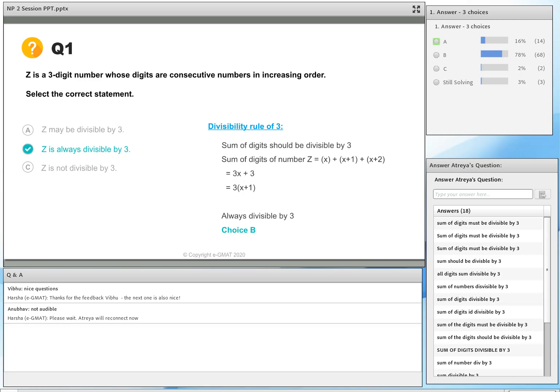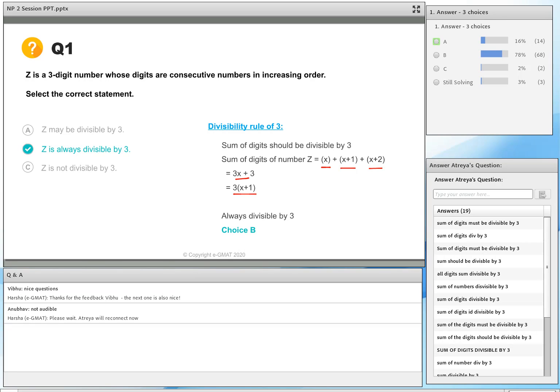So let's assume that the first digit is x. The second digit, if they're consecutive numbers, would be x plus 1. And the third digit would be x plus 2. If I take out the sum of the digits, because I'm trying to get to that divisibility of 3 concept, so I need to take out the sum of the digits. And I take the sum of the digits as 3x plus 3, which is 3 times of x plus 1. So it's a multiple of 3, right?